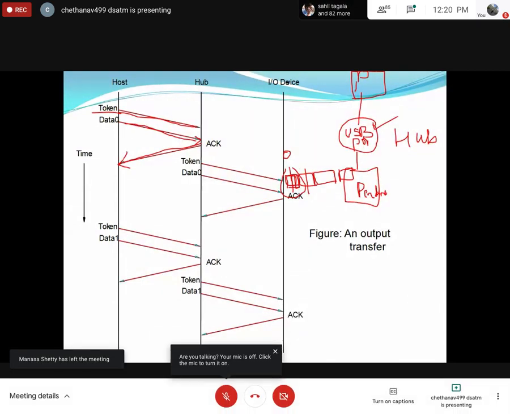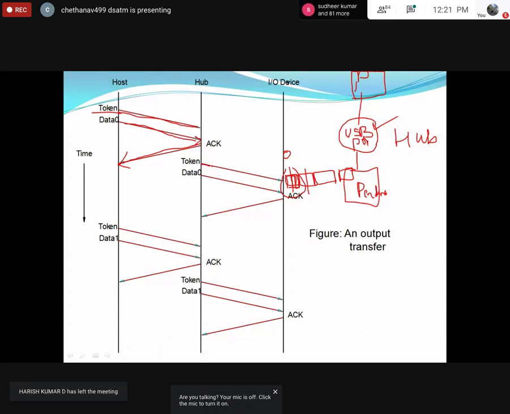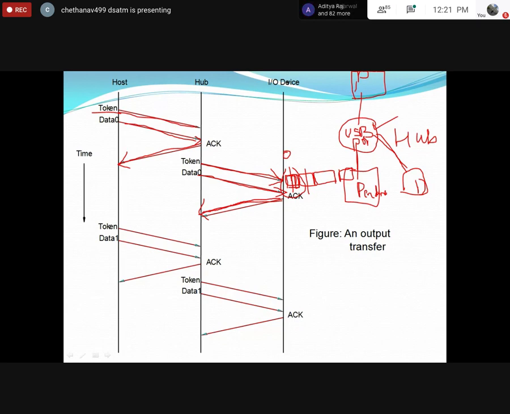I hope you are clear. Now this particular USB port may send the token to some other device. That could be a processor, or some other output device, or some other input device. Wherever it wants, it will send it. Assume here the processor is the one, so the processor will give me the acknowledgement. Suppose I'm sending the data from the pen drive to another disk. The USB port will receive the data and then send the data to the disk. The disk will acknowledge, yes, I have received the data.